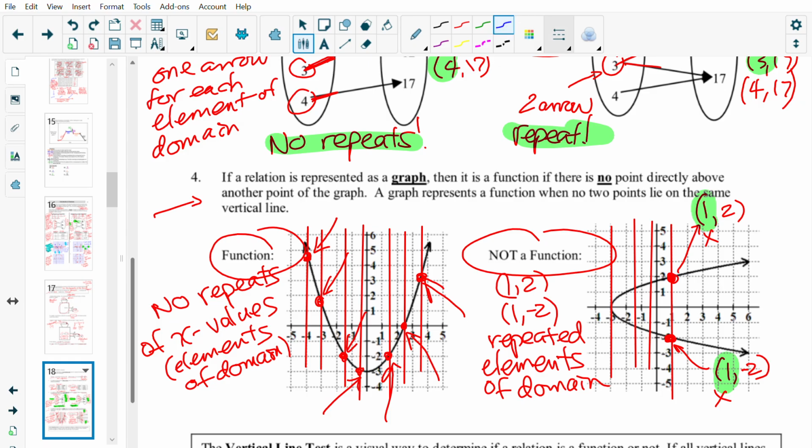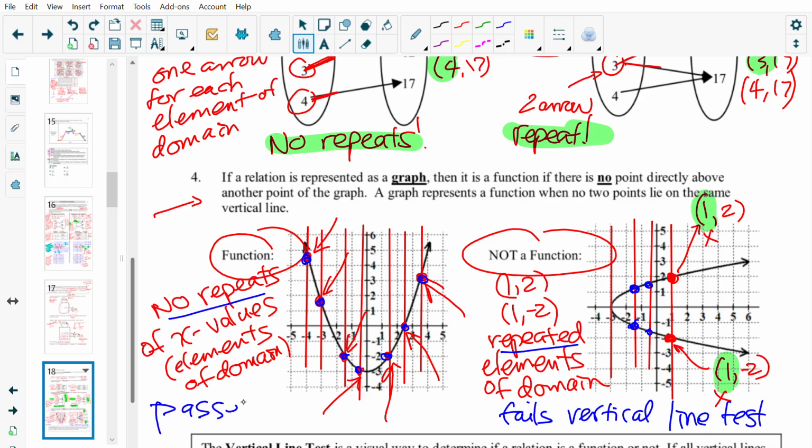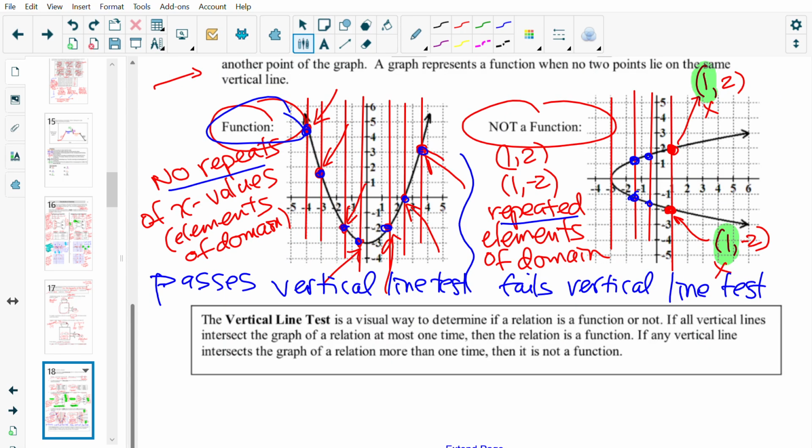Okay, so I should make that distinction here. So multiple points where there's repeated elements. So this one fails the vertical line test. While the function on the left, 1 point, 1 point, wherever you put a vertical line, just 1 point, no repeat. So this one passes the vertical line test. So therefore it is a function.